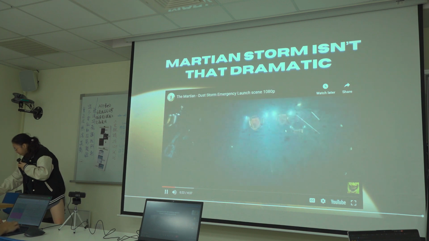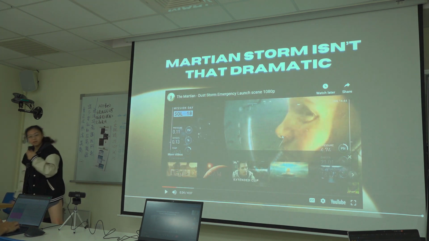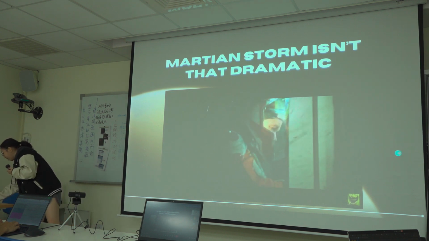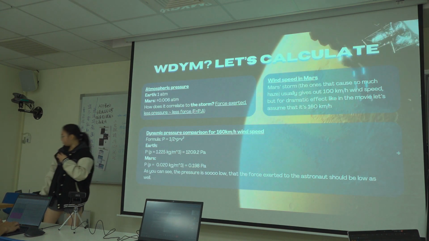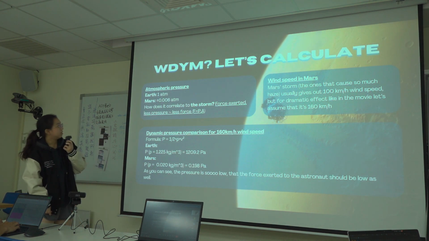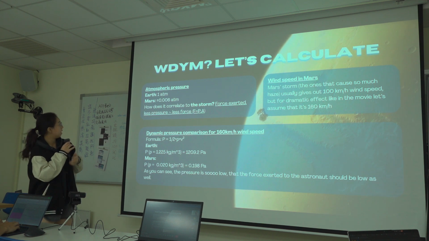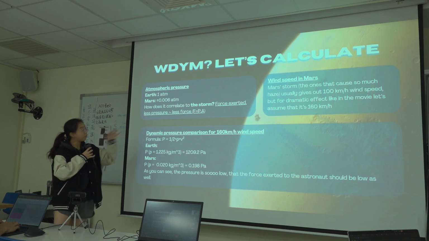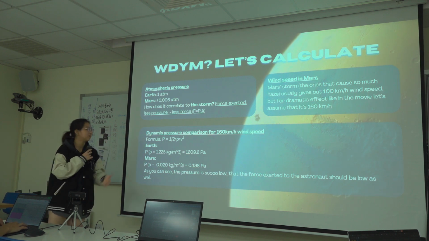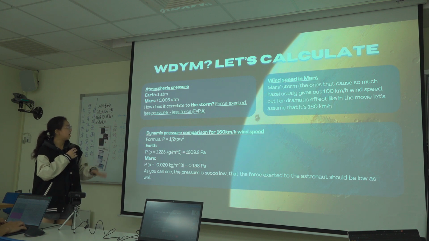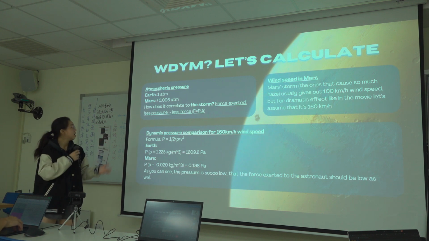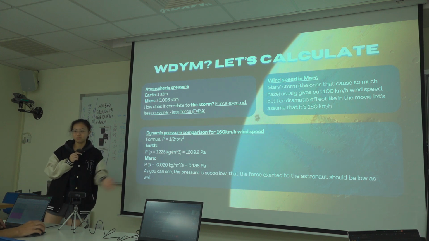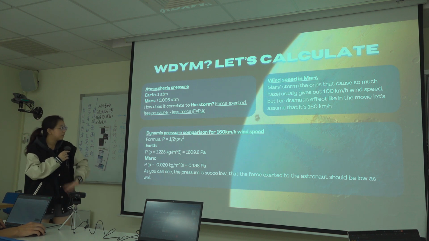As you can see, the storm in there is a bit too dramatic, but of course it's a movie, so we gotta have the dramatic effect. So let's try to calculate the actual storm that's supposed to happen in real life. We can start from the atmospheric pressure. We should compare it to Earth because we're on Earth. For Earth, the atmospheric pressure is 1 atm, obviously, and Mars should be lower than Earth because Mars has less gravity and stuff like that. But how does it correlate to the storm?